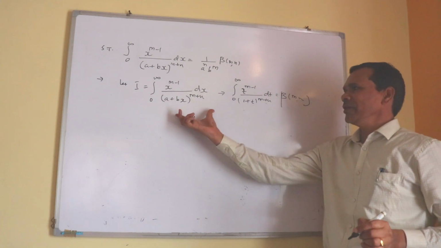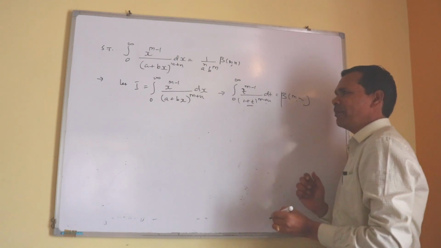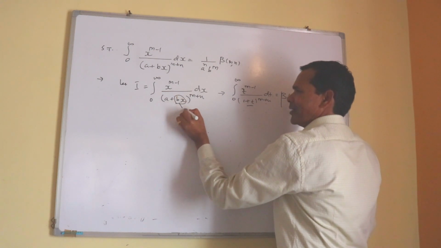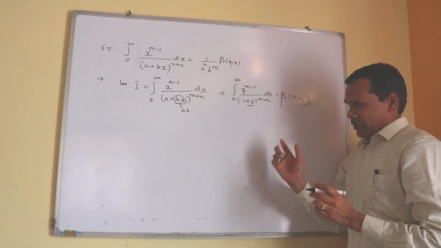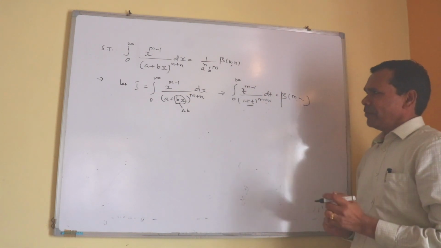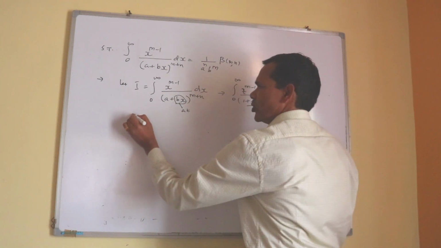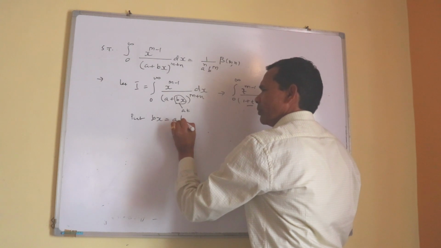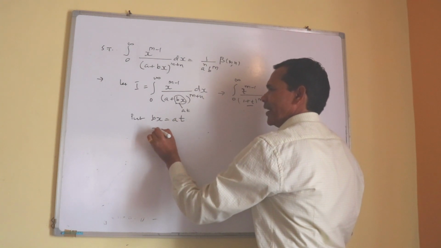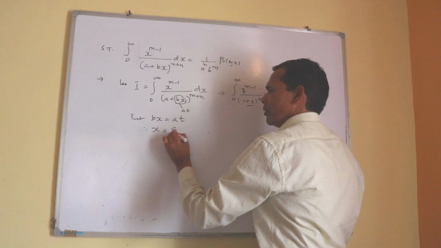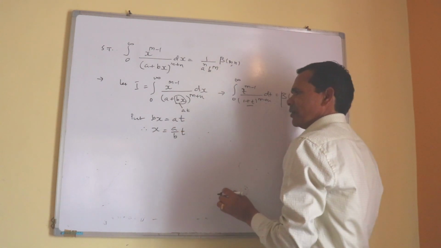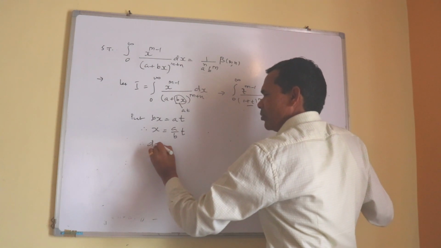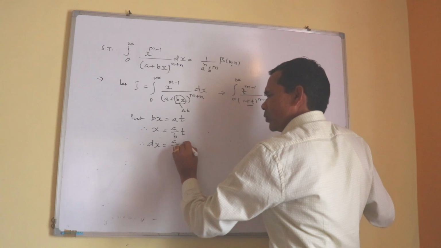So how are you going to reduce this? It's very clear, you need to have 1 plus t there. So in a plus bx, I have to use the substitution bx is equal to at, so that a can be taken outside and you get 1 plus t over there. So I use the substitution, put bx is equal to at, where b and a are constants, so x is equal to a upon b into t. So we take the differentials, therefore dx is equal to a upon b into dt.